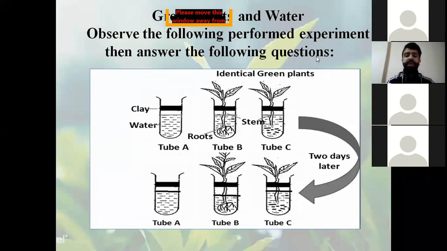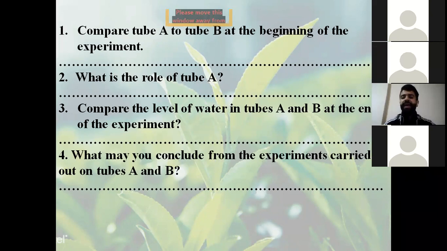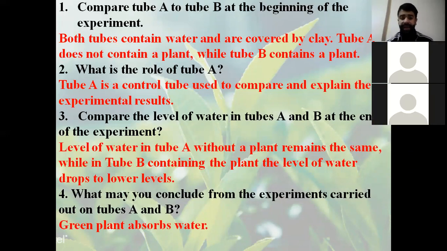Before we move, we have some questions. We have to answer them. First question, and they are on the notes. You have to copy them, and you have to copy the question in addition to the answer. Not only the answer, the question and the answer. So compare tube A to tube B at the beginning of the experiment. What is the role of tube A? Compare the level of water in tubes A and B at the end of the experiment, and what may you conclude? First of all, both tubes A and B contain water and they are covered by clay.